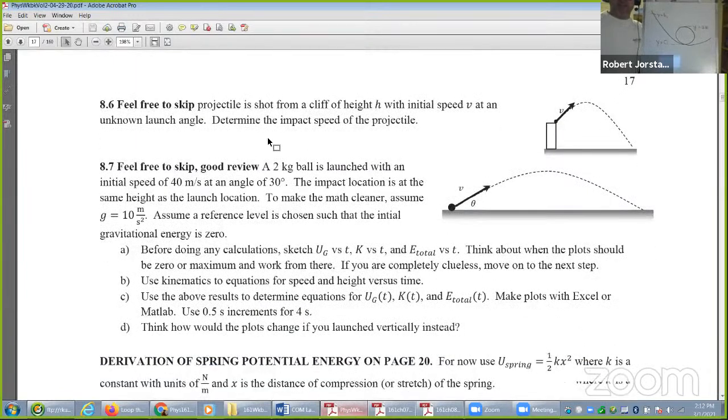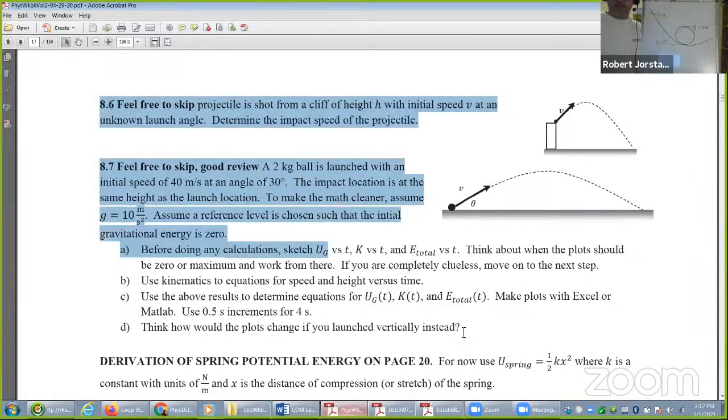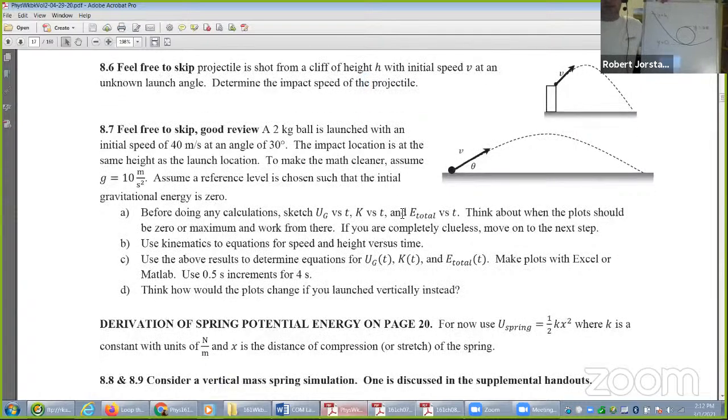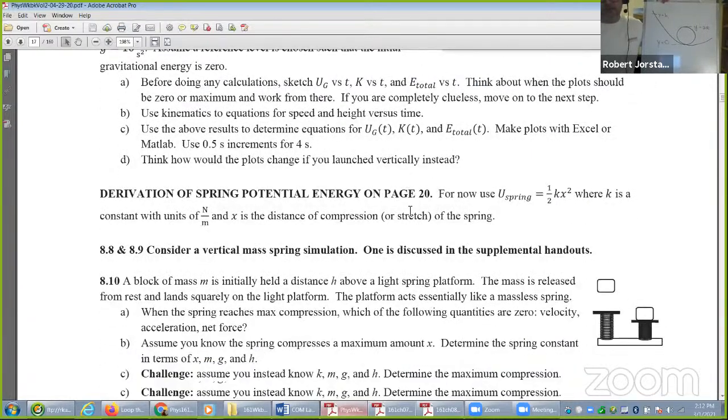Projectiles. Turns out we've already talked about how to solve projectiles using another method, but you could actually do the same problems using energy, and you could get the same results. And in fact, you could go through them and show that the speed here is V initial squared plus 2gh, and then square root of the whole thing. So if you want to do that, that's cool.